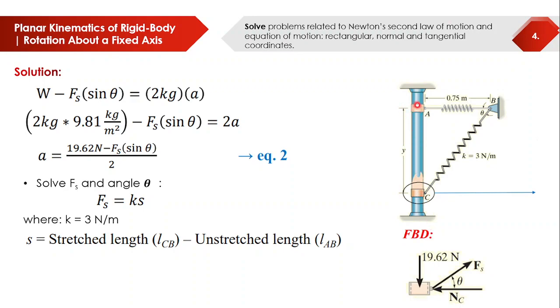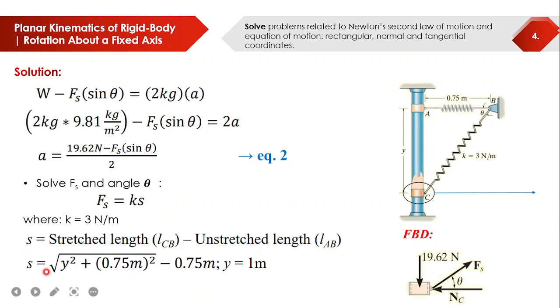Now, when we move the collar to point C, our spring was stretched. This is its form as it suddenly gets longer. So that will be equal to, using the Pythagorean theorem, the square root of y squared plus 0.75 squared, minus 0.75 meters. So this is the stretch length. How do you solve for the stretch length?